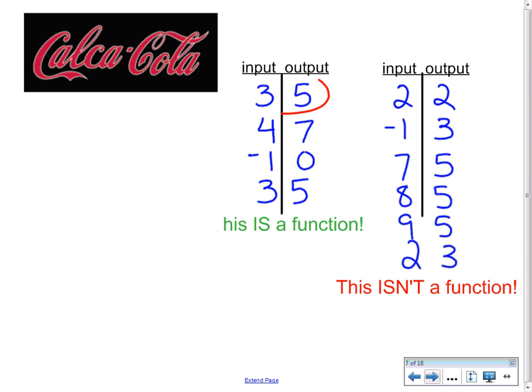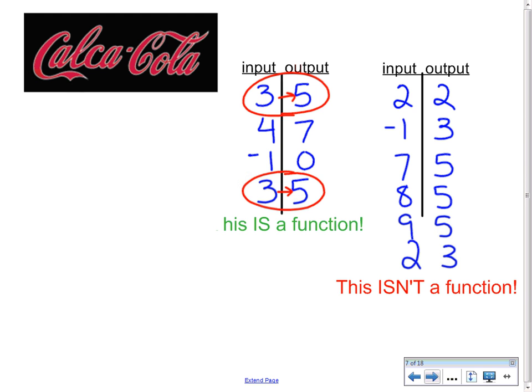All right? It is okay that this happens. In fact, that's good. For every input, there should be only one output. And if you have the same input, you should get the same output. So if you go to a Coke machine and you press 3, which might be a Sprite, you hope that every time you press 3, you get a Sprite.